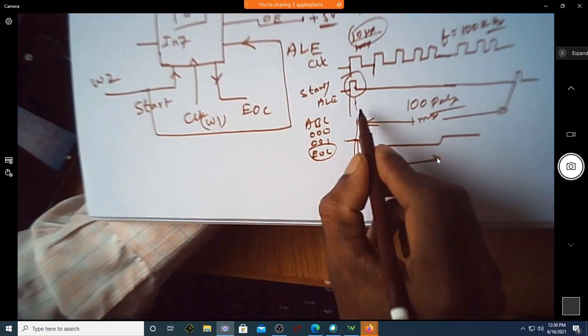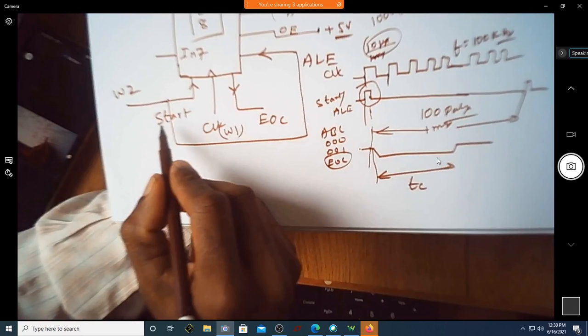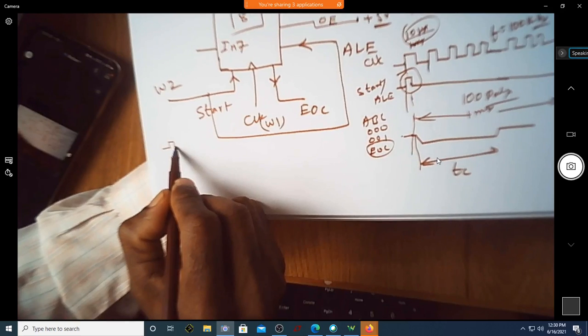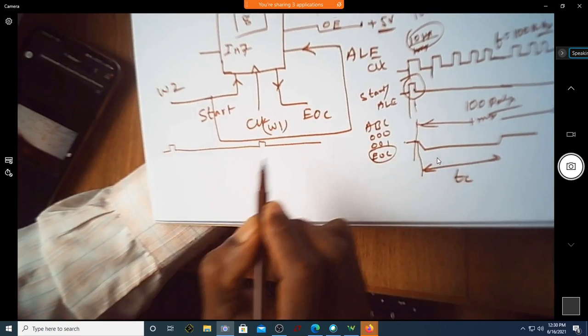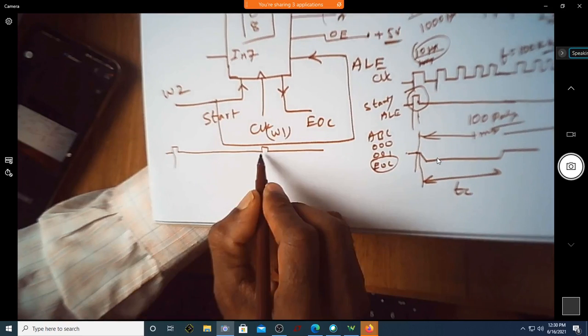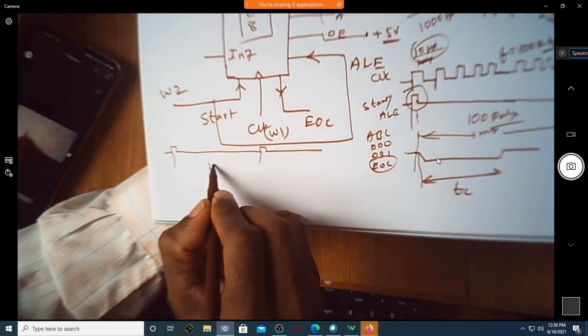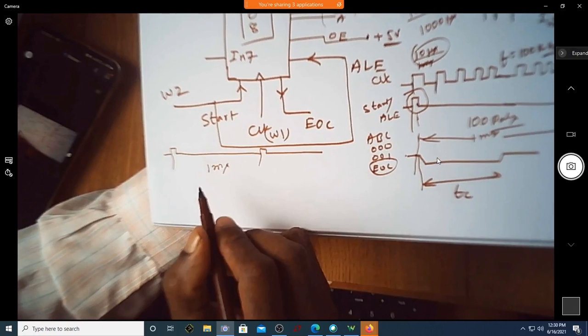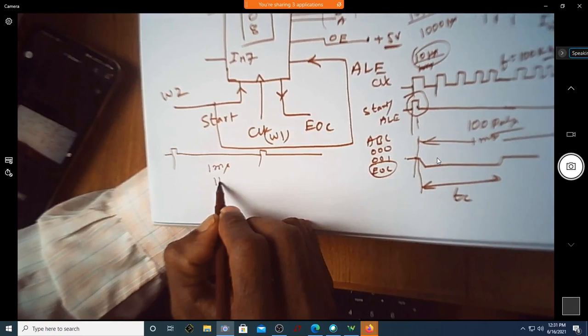Now I have to choose this frequency such that it gives a clock, a pulse, and then it repeats after 1 millisecond. Then what should this frequency be? Should the time period be 1 millisecond? So then the frequency is 1 kilohertz.